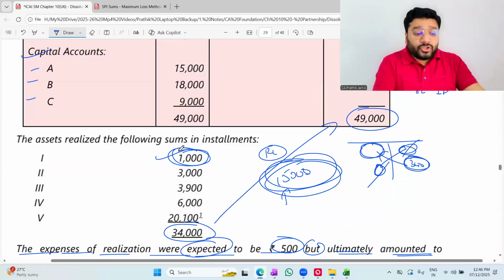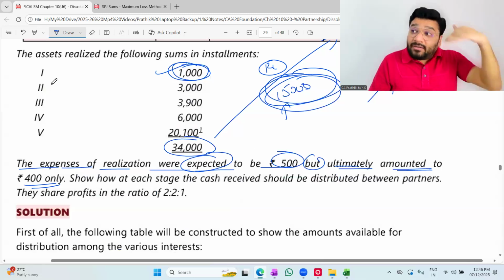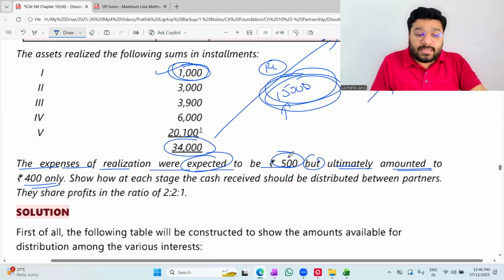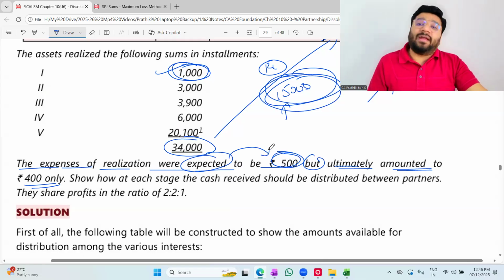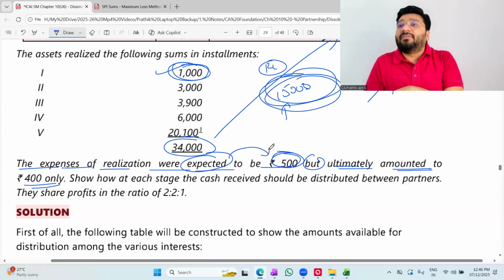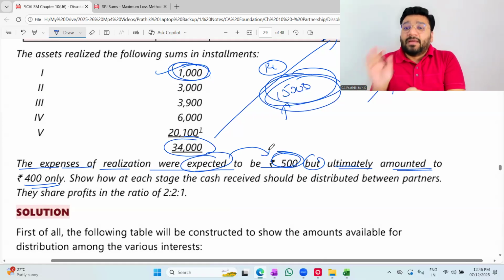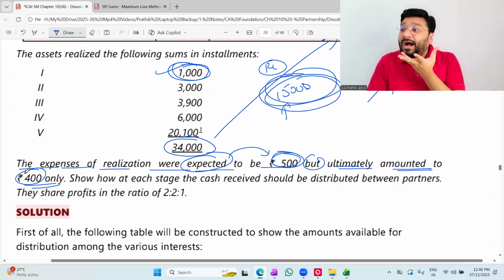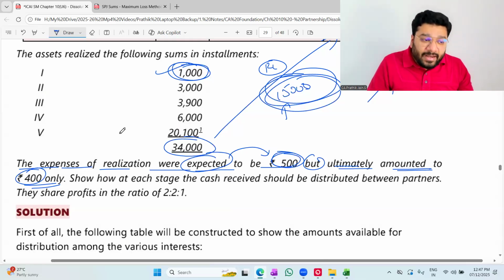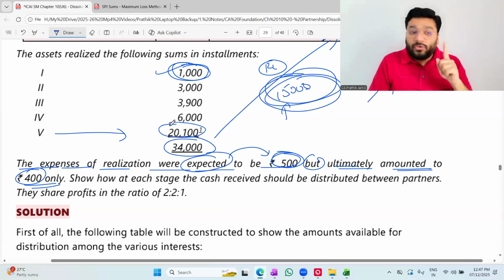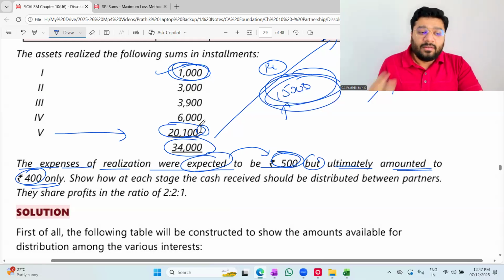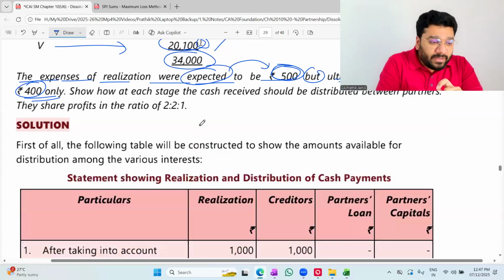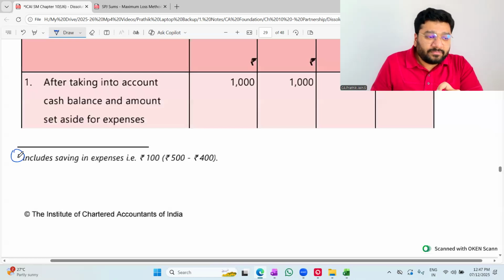Okay? So here, when I started the dissolution process, the maximum expected expenditure was 500. But when the work was over and I was about to make the payment, the bill given by the CA was how much? 400. So how much did you save there? 100. Now that 100 gets added to this 20,100. If you look at this 20,100, there is a number 1 written. What is that 1? It is a note given below: this amount includes savings and expenses.